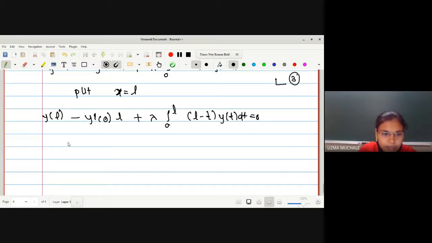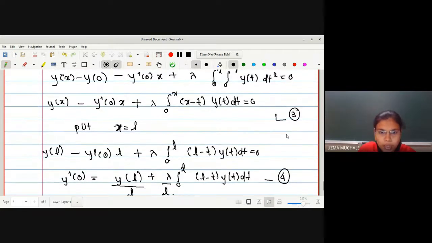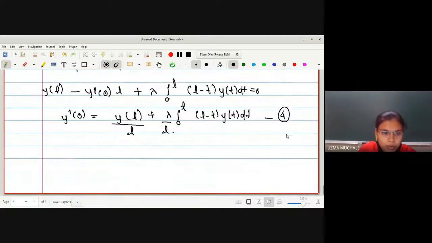So in this way we can get the value of y dash of 0. Y dash of 0 will be equal to y of L plus lambda integration 0 to L of L minus t y of t dt. Y dash of 0 is multiplied by L, so we divide by L, and hence we can get the value of y dash of 0. This is equation 4. Now we can substitute equation 4 in 3 and we can get the value. Okay, now let us substitute equation 4 in 3.